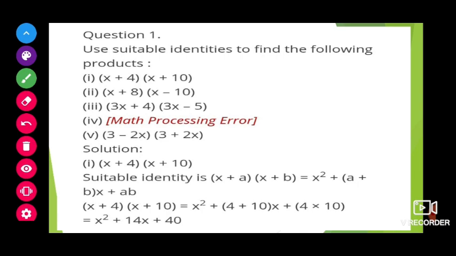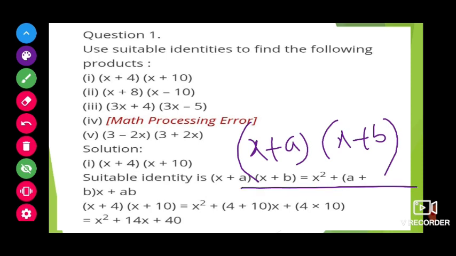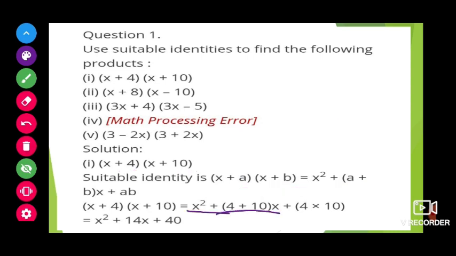Question number 1. Use suitable identity to find the following products. First one, x plus 4 into x plus 10. Here it is looking like x plus a into x plus b. So what identity can we use? x square plus a plus b into x plus ab. So here a is 4, b is 10. So apply x square plus a plus b, 4 plus 10, into x plus 4 into 10. That is x square plus 14x plus 40.